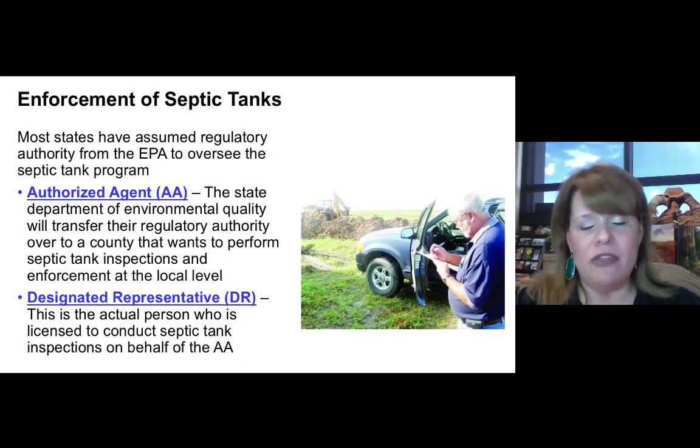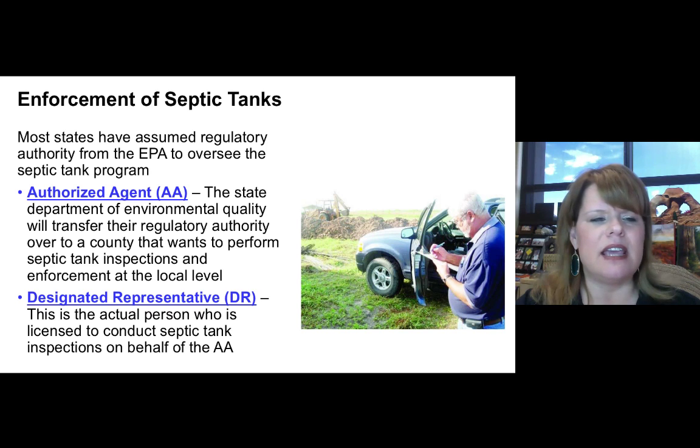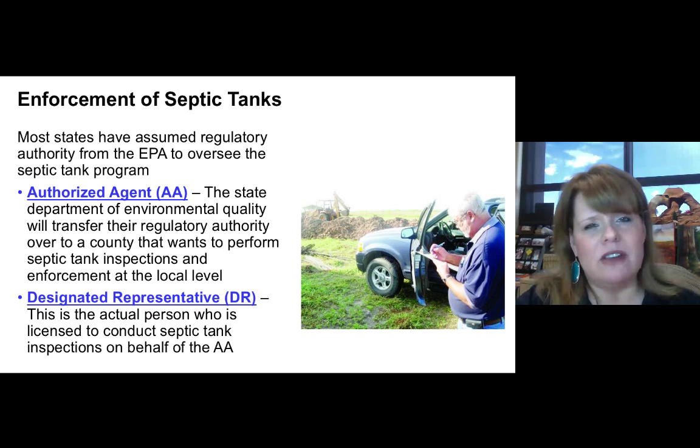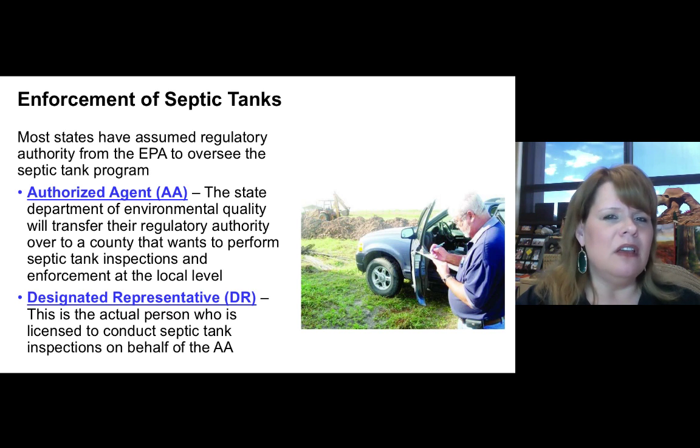So let's talk about the enforcement of septic tanks, because this is a controversial issue regardless of where you are in the United States. Most individual states have assumed regulatory authority from the Environmental Protection Agency, or EPA, to oversee their septic tank program in their state.